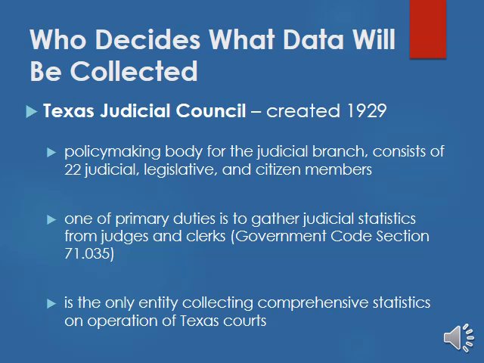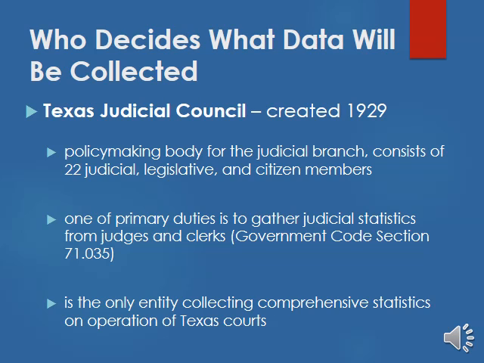The Texas Judicial Council is the policy-making body for the judicial branch. It consists of 22 judicial, legislative, and citizen members. Since it was created by the legislature in 1929, one of the primary duties of the council has been to gather statistics from judges and other court officials, and it is the only entity that collects comprehensive statistics on the operation of the Texas courts.